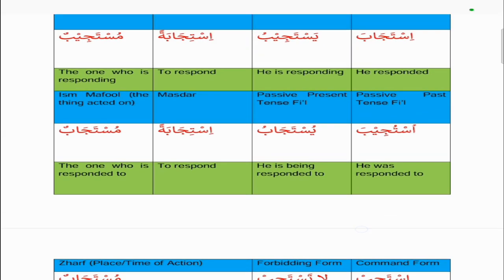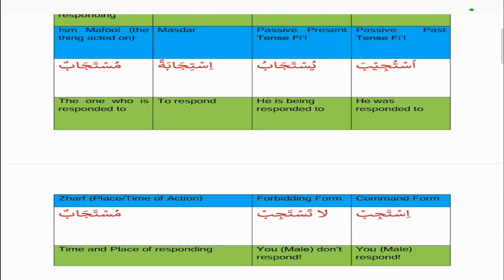So again, yastajibu, take the anta version, tastajibu, make it lightest. The ba gets a sukoon, two sukoons in a row, drop the ya, then tastajib, then add the la in front, la tastajib, you may not respond. And the zarf is mustajabun, the same, the time and place of responding, the same as the ism maf'ul.